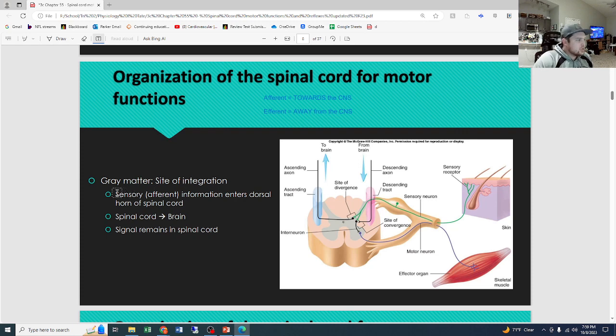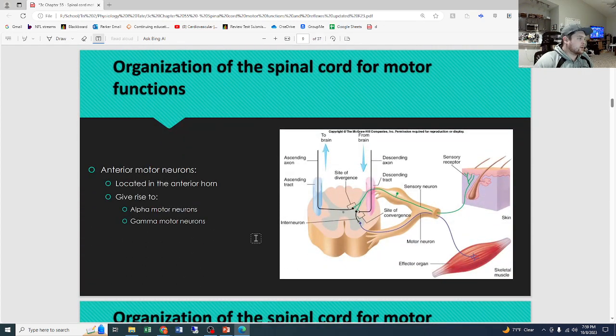Okay, so our sensory portion is afferent. The information enters the dorsal horn of the spinal cord, and then the spinal cord brings it up to the brain. So our afferent signals go up to the brain, and our efferent come down from the brain to tell us kind of what to do.